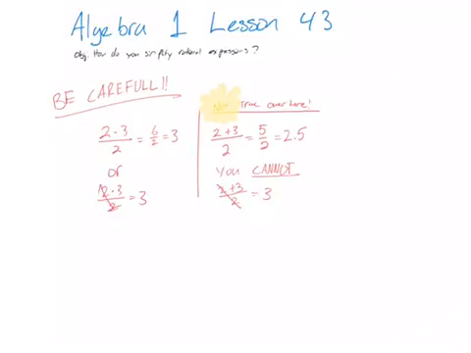For instance, if you had this, where you had 2 plus 3 over 2. 2 plus 3 is 5. 5 over 2 is 2.5. This is the correct answer. You cannot do this where you just reduce the 2's and be like, oh, I'll cancel those out and just give me 3. That is not good. So don't ever do that.